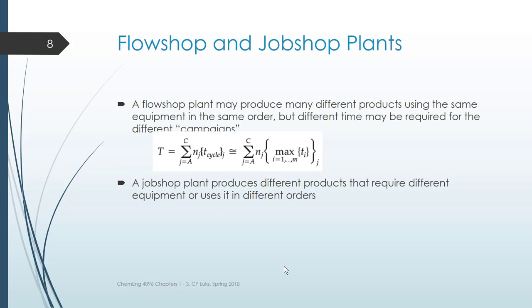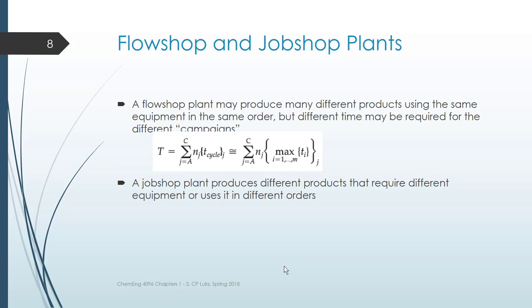Now there are 2 different ways that you can run a batch processing plant, and they are called a Flowshop and a Jobshop. A Flowshop might produce a lot of different products using the same equipment in the same order, but you need the materials in the equipment for different lengths of time. So maybe you're making chocolate chip cookies and sugar cookies, and it takes a little longer to mix the chocolate chip cookies. If you've ever made them, you would understand that.